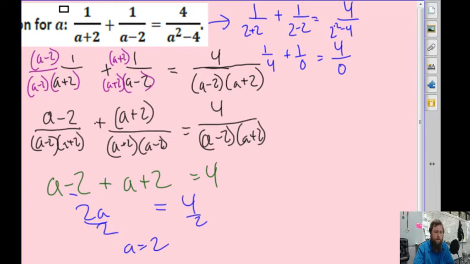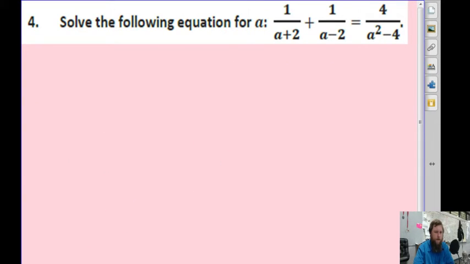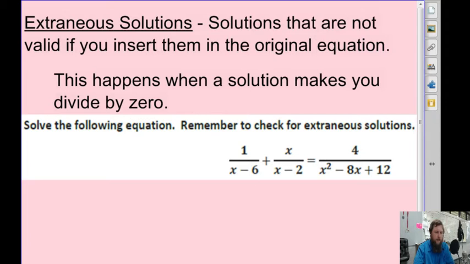Why would I give? And so that's kind of weird, right? So we had our solution of a equals 2, but when you actually plug this in, it doesn't work out. The reason is that we have an extraneous solution here. Sometimes you solve something and get a solution, but it's not valid if you insert it into the original equation. So this is why you always have to check.